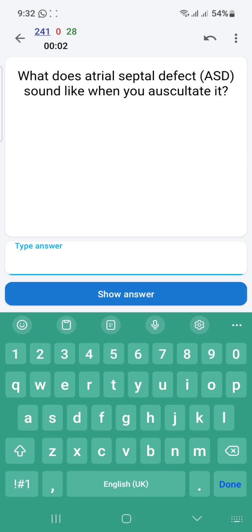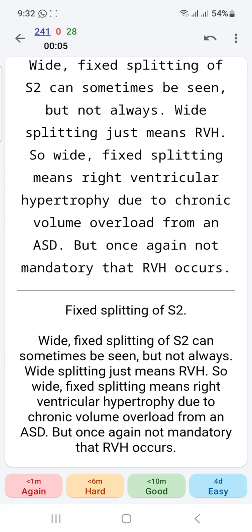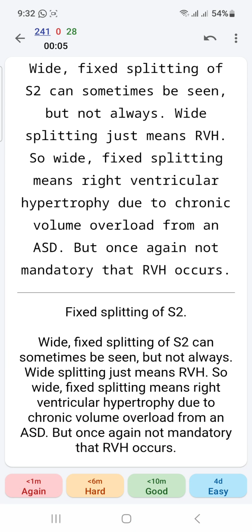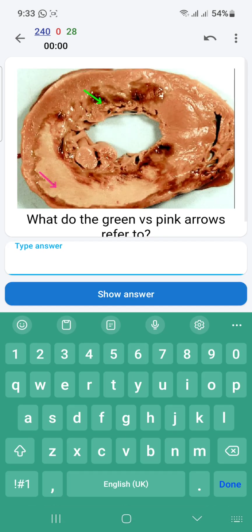What does ASD sound like when you auscultate it? Fixed splitting of S2. I knew. Wide fixed splitting of S2 can sometimes be seen, but not always. Wide splitting just means RVH. So wide fixed splitting means right ventricular hypertrophy due to chronic volume overload from an ASD. But once again, not mandatory that RVH occurs.